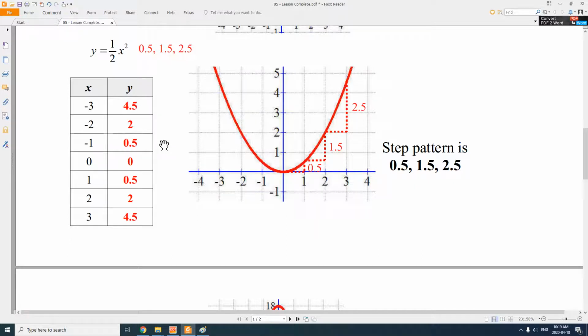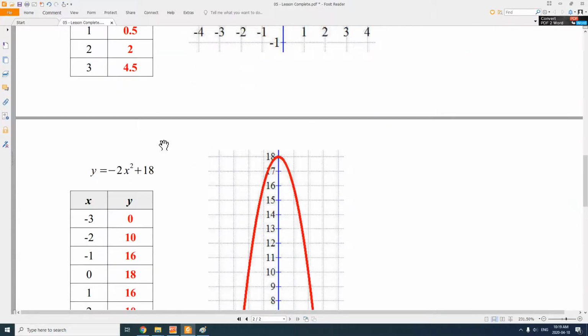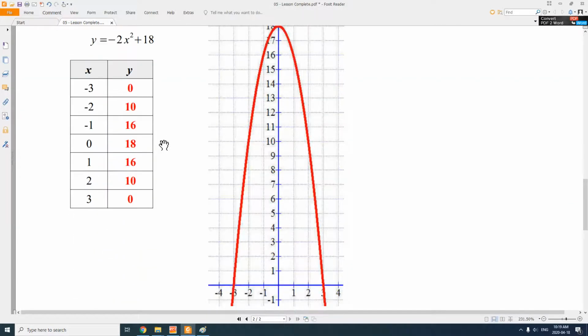All right, once again, I'll let you try out the next two and then come back and check your answers. Here's our next one. The equation's a bit messier here, but once again, I plugged in each x value, worked it out, graphed out the points, and I ended up with a parabola that looks like this.